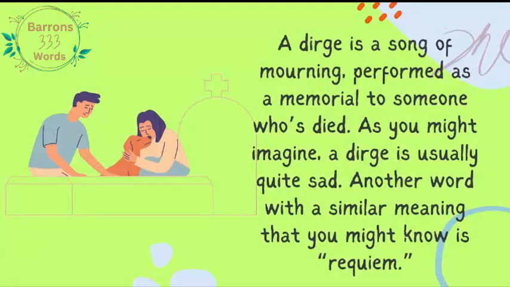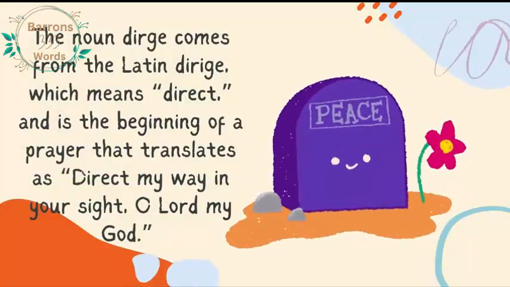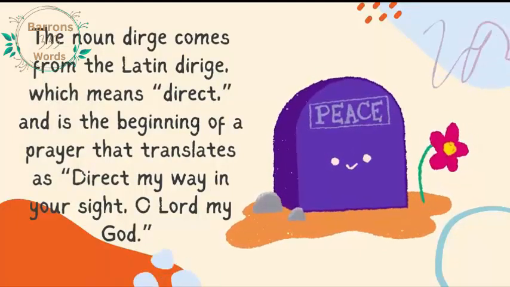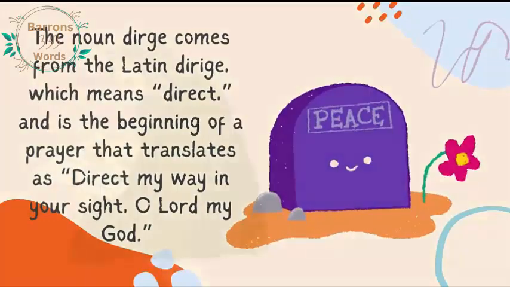A dirge is a song of mourning, performed as a memorial to someone who's died. As you might imagine, a dirge is usually quite sad. Another word with a similar meaning that you might know is requiem. The noun dirge comes from the Latin dirige, which means direct, and is the beginning of a prayer that translates as direct my way in your sight, O Lord my God.